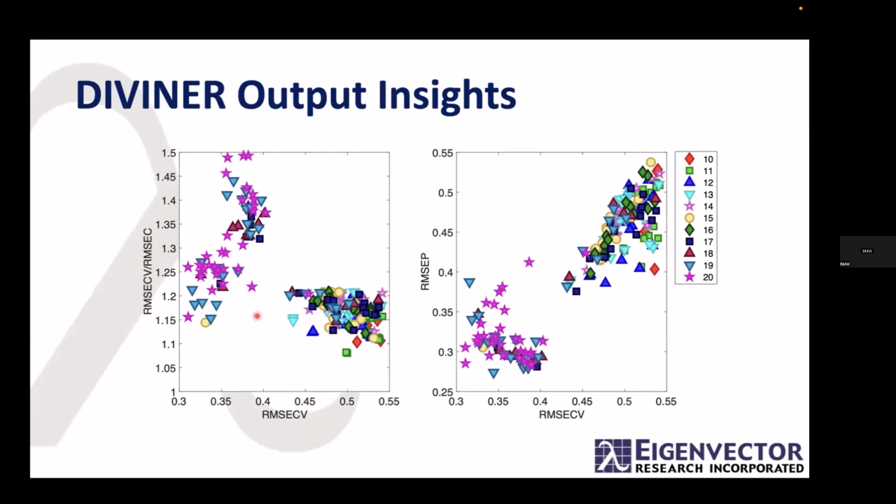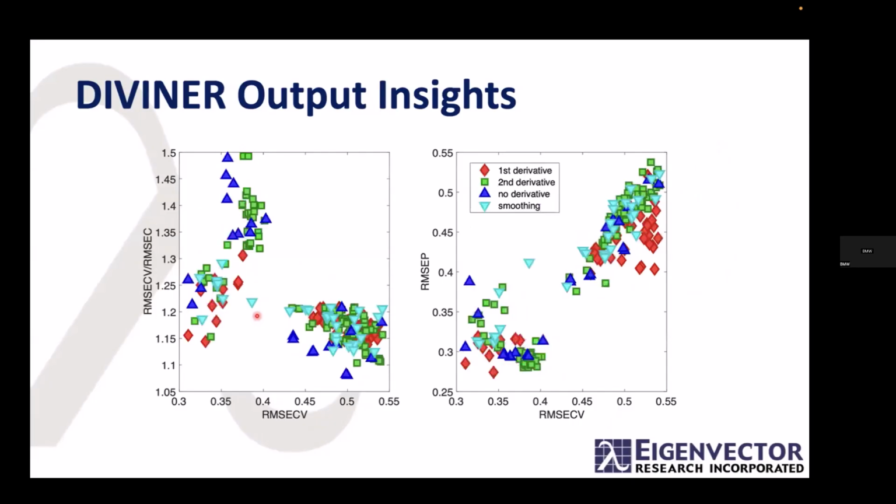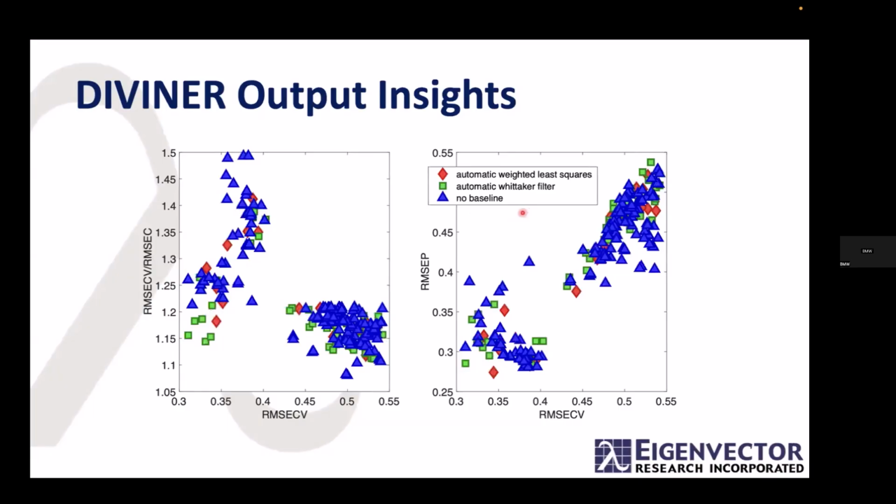And so you can look at it that way. You can look at whether derivatives are working or not in this data. Here we see the red ones are first derivative, the greens are second, the blues are none, and the light cyans are smoothing. So you begin to get an idea of what's working and what isn't in your modeling process here. This is coloring them by whether they've used a baseline filter like a Whittaker filter.